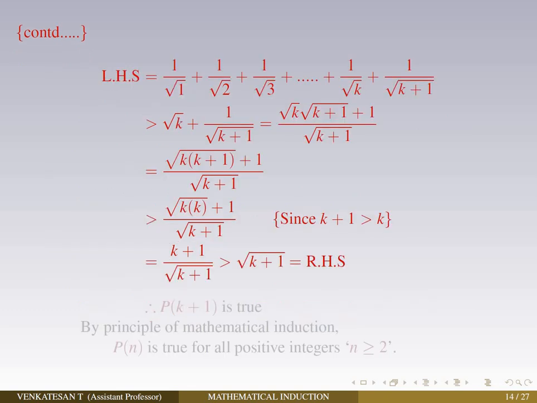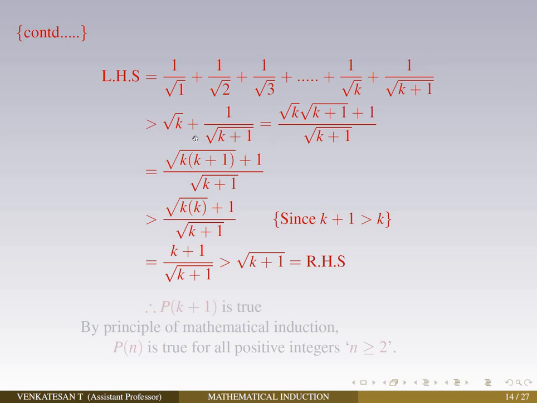Now consider the left hand side alone. My left hand side is 1 by root 1 plus 1 by root 2 plus 1 by root 3 plus etc. up to plus 1 by root k plus 1 by root k plus 1. As per the inductive hypothesis, I can replace the first k terms with root k. But in the inductive hypothesis, my left hand side is greater than the right hand side. So when you are replacing it with root k, the equal sign changes to a greater than symbol here. So greater than root k plus the last term 1 by root of k plus 1.